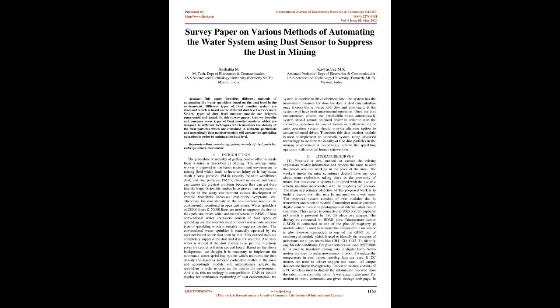2. Literature survey. 1. Proposed a new method to extract the mining explosions related information and process the same to alert the people who are working in the place of the mine. The workers inside the mine sometimes don't have any idea about some explosions taking place in the proximity of the mines. For this cause, a system is designed with the use of a robotic machine incorporated with the Raspberry Pi 3 version. The main and primary objective of this proposed work is to build a rescue robot that may be managed via a web page. The proposed system consists of 2 modules, that is transmitter and receiver module.